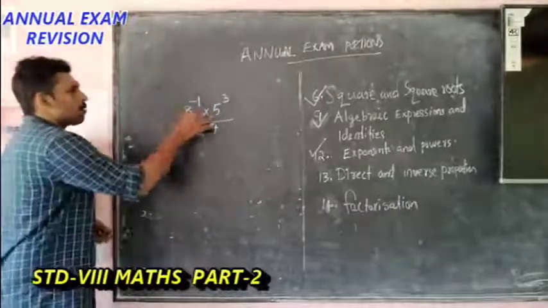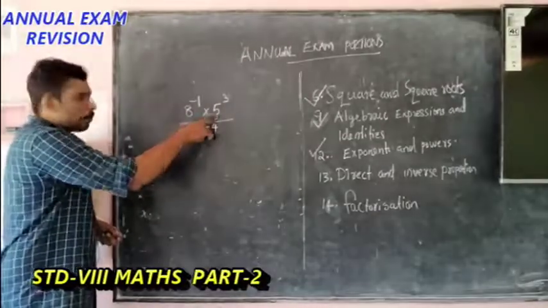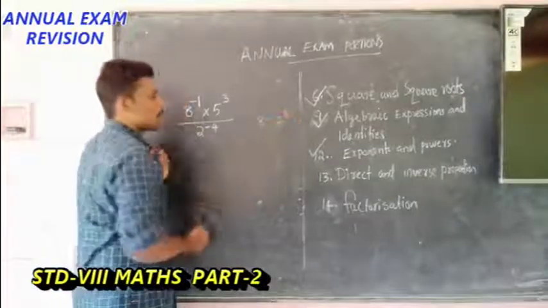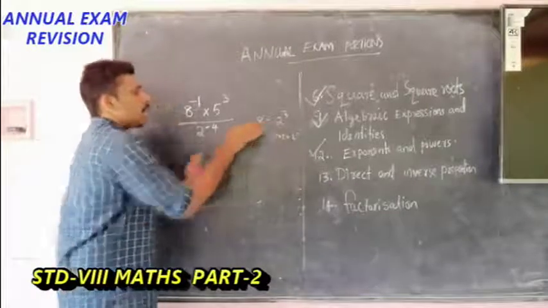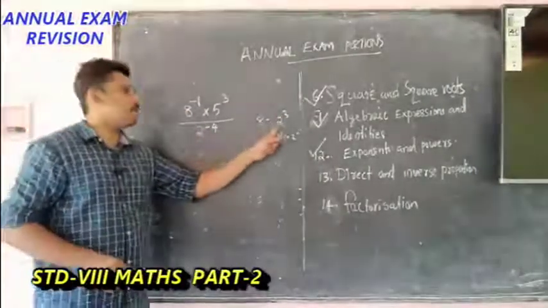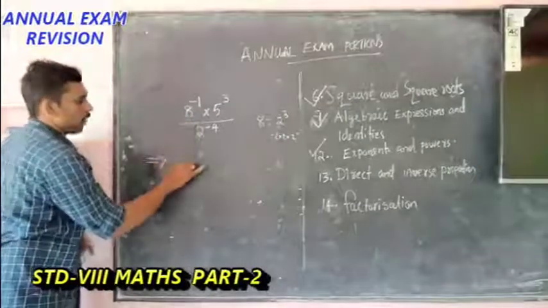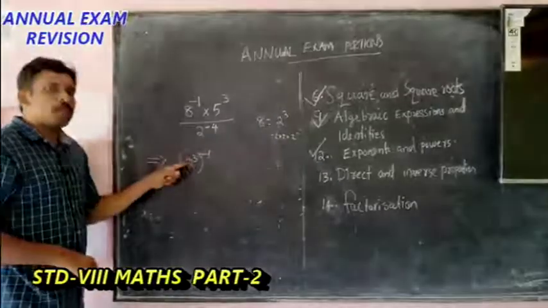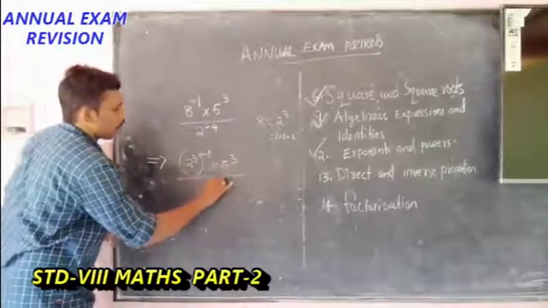We know 5 is a prime number and 2 is also a prime number. 8 we can write as 2 power 3, that is 2 into 2 into 2; 2 2s are 4, 4 2s are 8. So 8 in exponential form is 2 power 3. Instead of 8, I write 2 power 3 whole power minus 1, into 5 power 3 divided by 2 power minus 4.